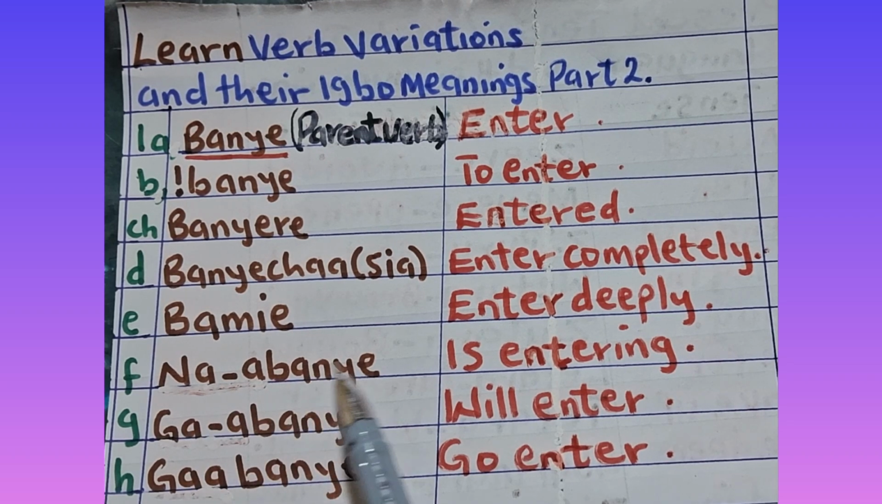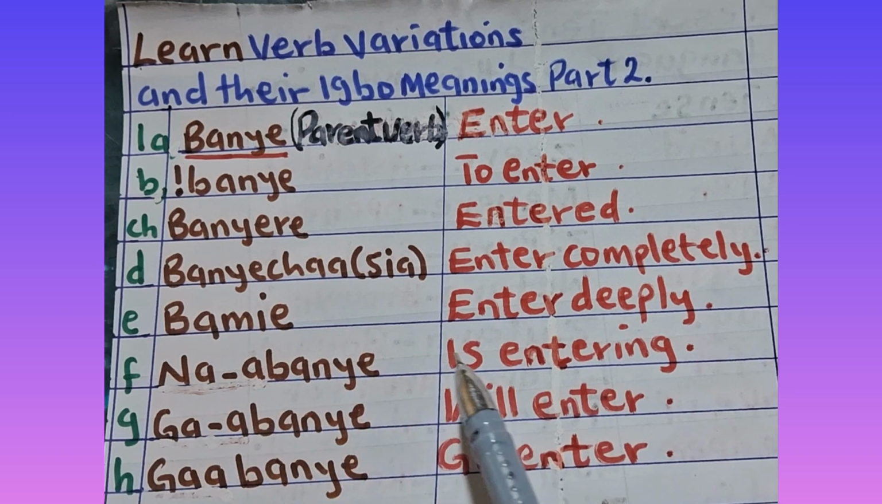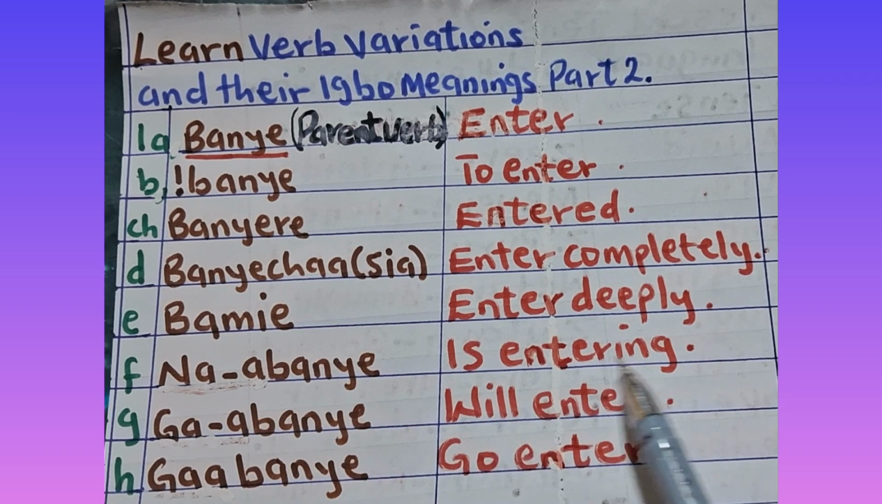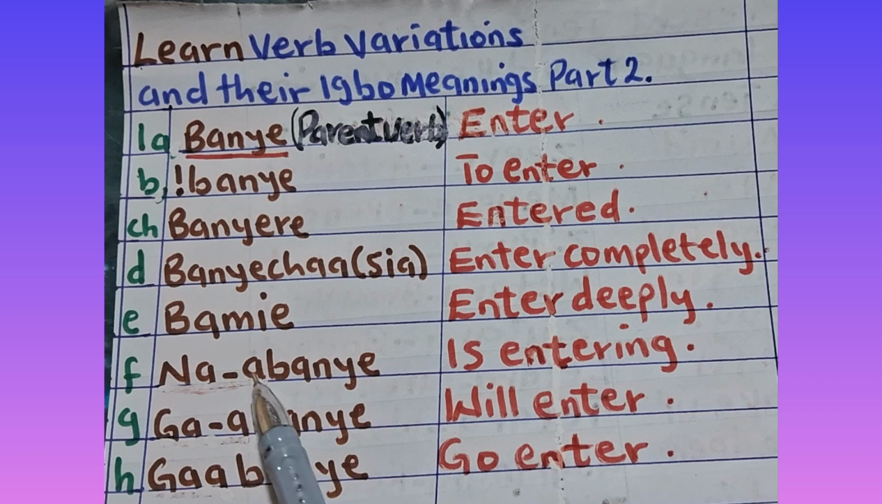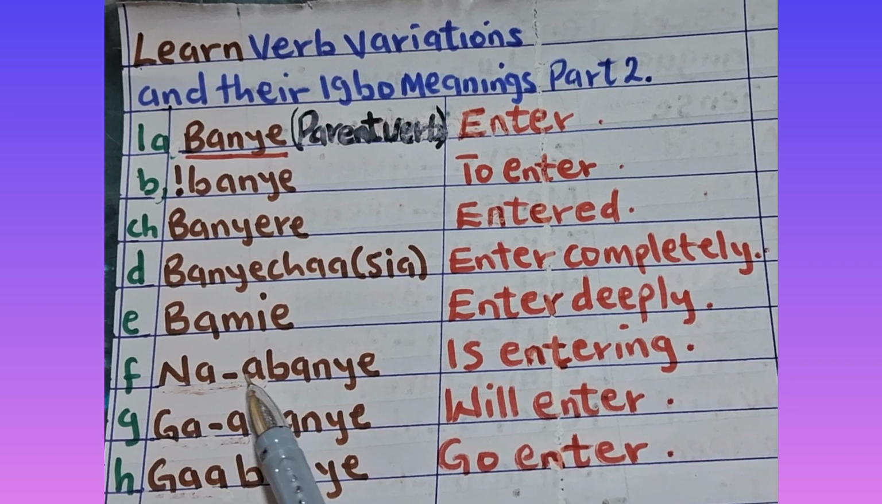Na abanye is entering. You can see that na a is our prefix to this banye, making it na abanye. Another verb is entering. When you hear na a, you will know that it is present continuous tense, something that the person is doing at that particular time. We call it present continuous tense.